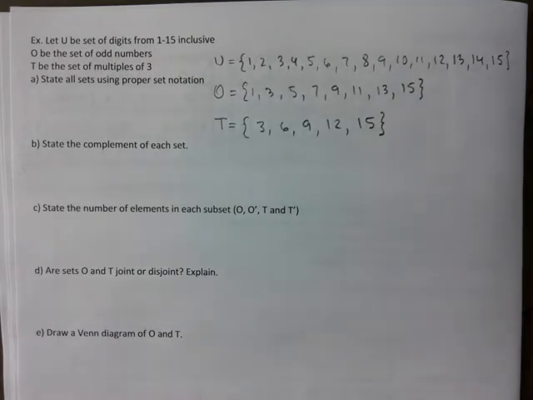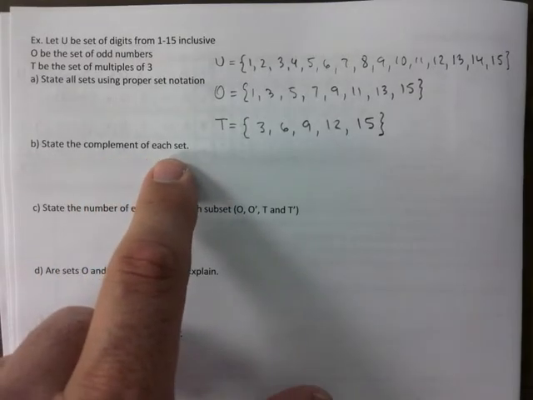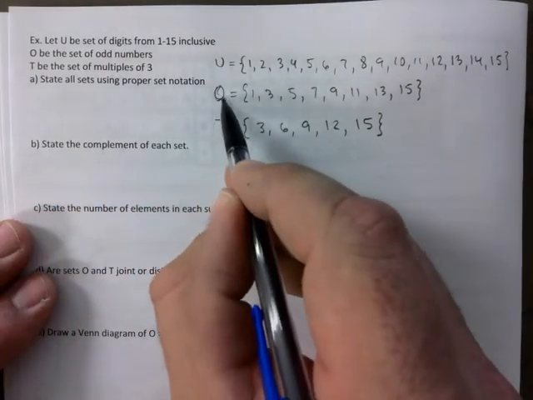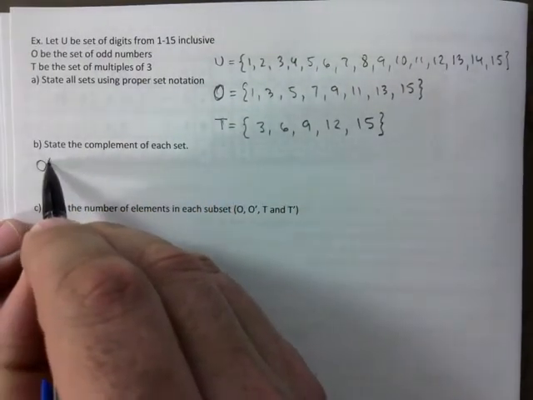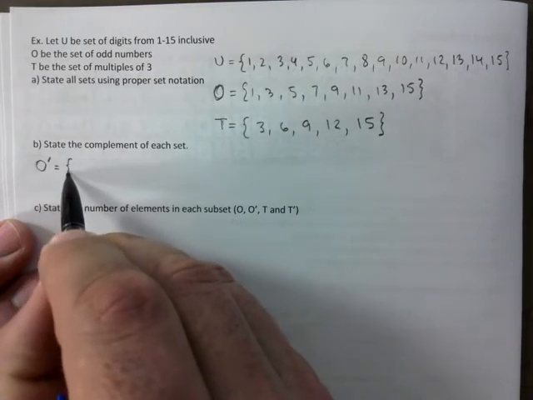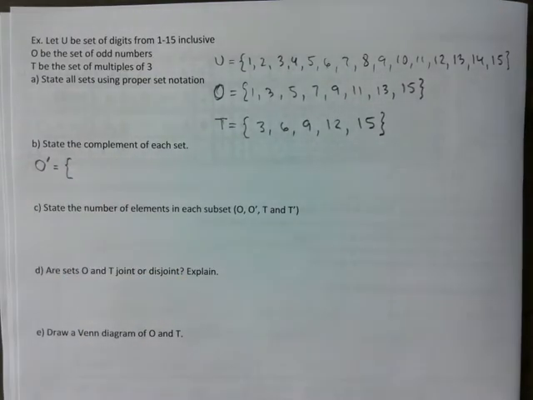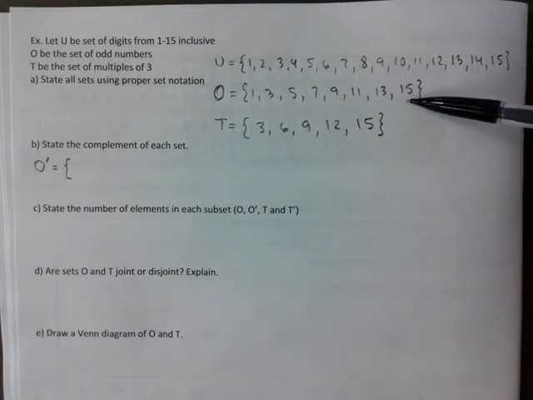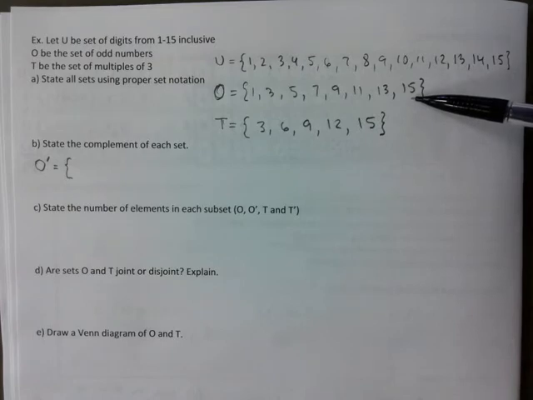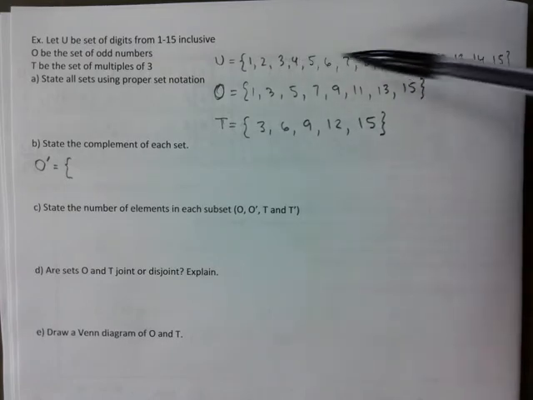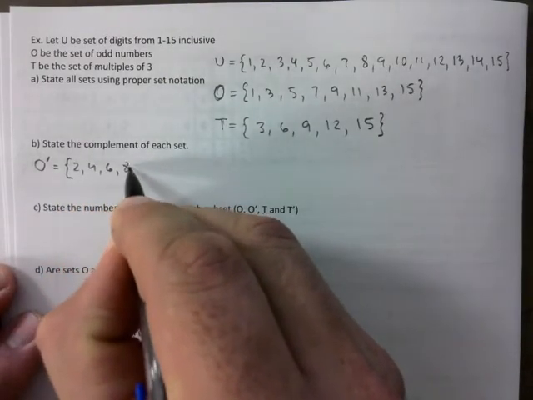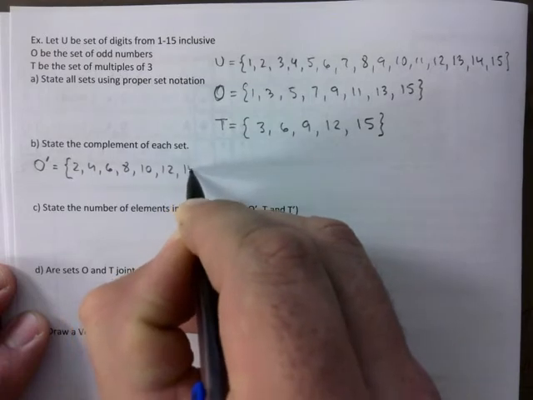It's the box. Okay. State the complement of each set. So let's go ahead and do that. Between O and T, we're going to go O naught. And you got to be smart about this to save time. You obviously notice that it's all the odd numbers, correct? So not O would then be all the things in the universal that are not odd, obviously even, right? So 2, 4, 6, 8, 10, 12, 14. That's it.